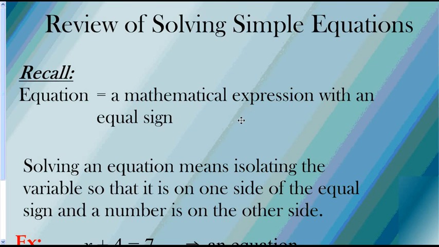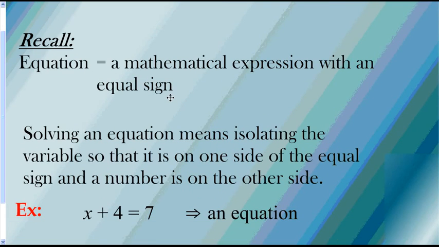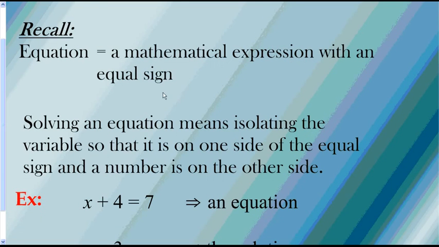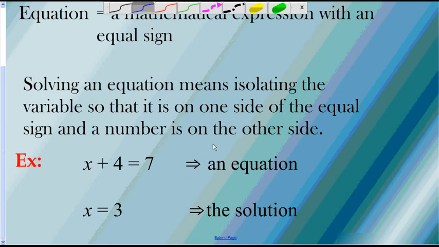And also multi-step equations. So remember that an equation is a mathematical expression with an equal sign. If it doesn't have an equal sign, it is not an equation. Okay, so that would just be an expression. So it has to have an equal sign to be an equation. Okay, so to solve an equation means isolating the variable so that it is on one side of the equal sign and a number is on the other side. So you need to get the variable by itself if you want to solve it.